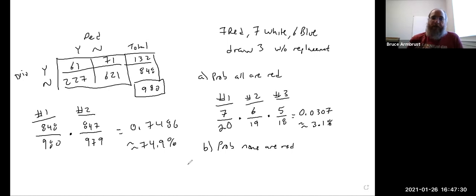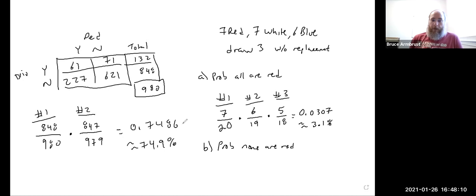Okay, I want to warn you about something because I think some of you might already have an idea of what you think it is. If you think that it's 96.9, which is the 1 minus, that's actually not correct. Because the complement of all of them are red is not none are red, it's at least one of them is red. So the 97%, that's one of them was red, 2 of them are red, or none of them are red. So we have to be a little bit careful here.